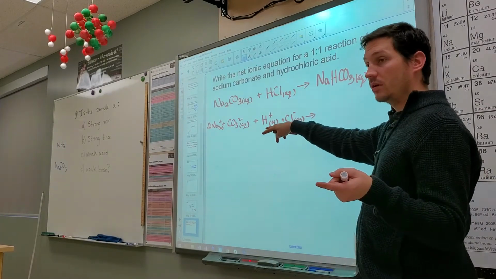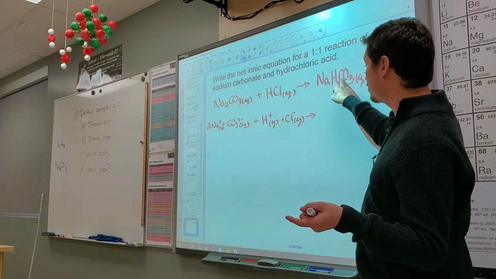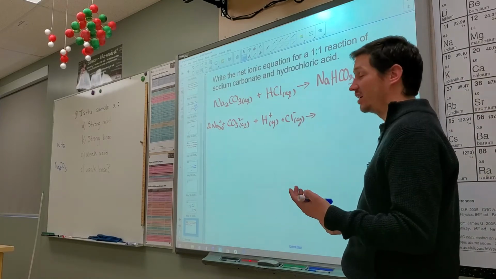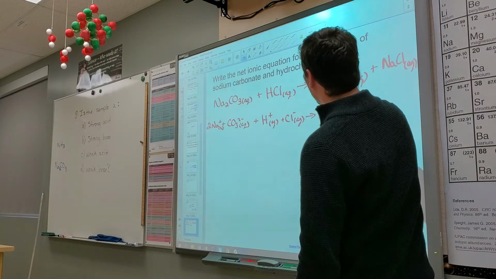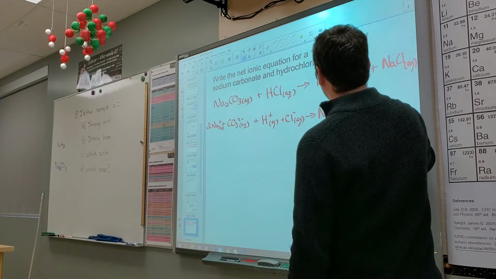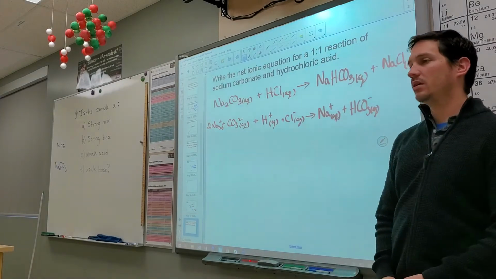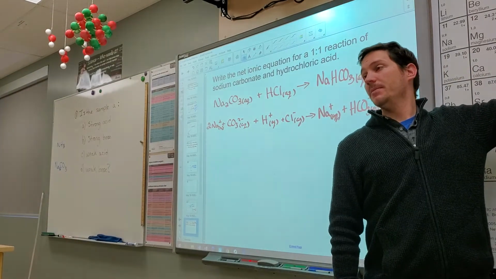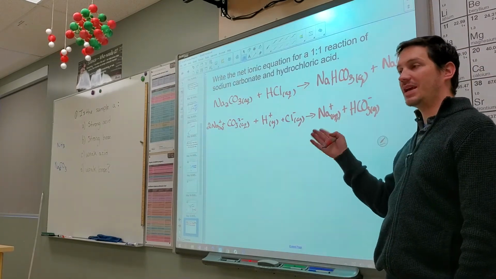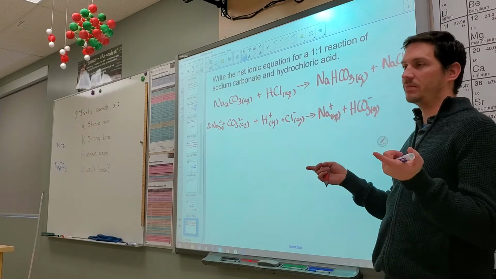Sodium and whatever's left, right? What's left? HCO3. That's hydrogen carbonate. So we're going to get sodium. Hydrogen carbonate won't split up. Why? Because it's a polyatomic ion, right? But also, hydrogen carbonate is a weak acid / weak base.